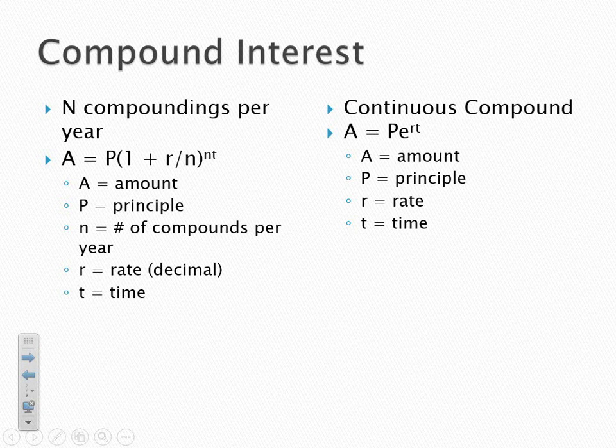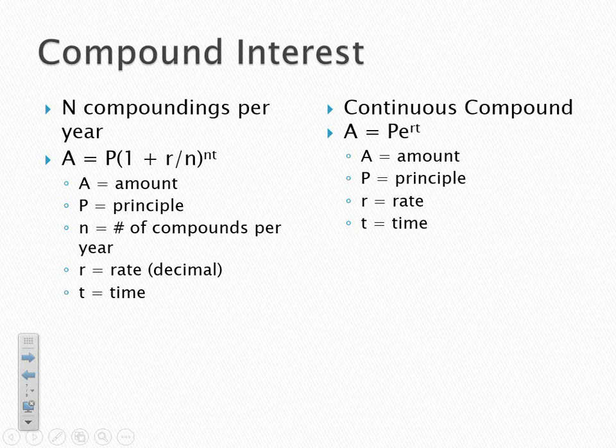Now, let's talk about a couple of different words. Quarterly compounds 4 times. If we compound annually, how many times is that? Once. Semi-annually? Twice. Quarterly is a popular one. Weekly, how many weeks are in a year? 52. Those are all important terms to just be aware of.